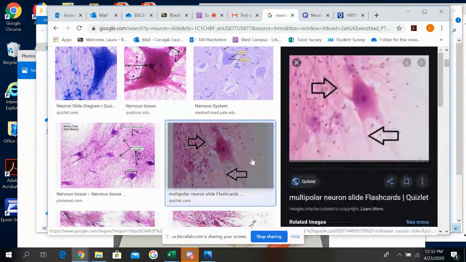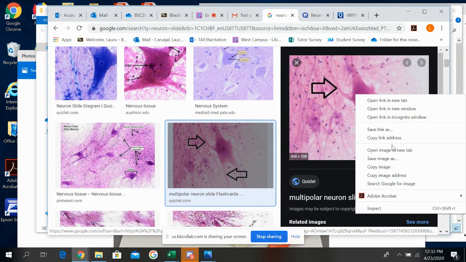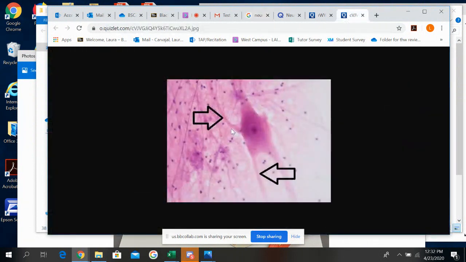There's just so many of them. Oh, look. So here, these would be your axons. Oh, sorry, these are your dendrites. This is your axon because this is where everything condenses into it. So let me open in a new tab. So these are your axons.